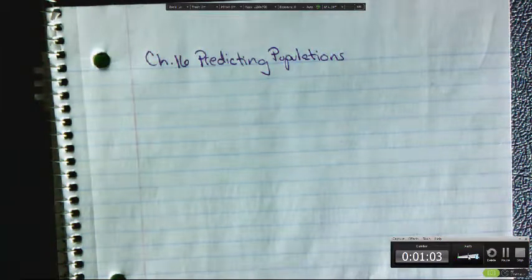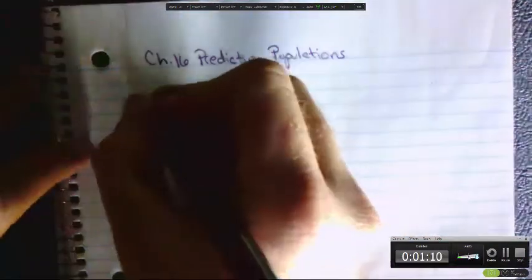Okay. So this is probably the most widely used concept in statistics because it cuts down on the cost of research. So here's an example.